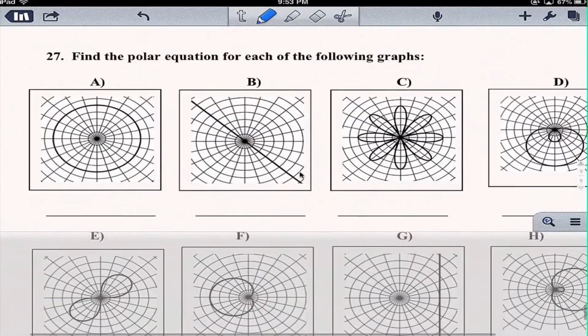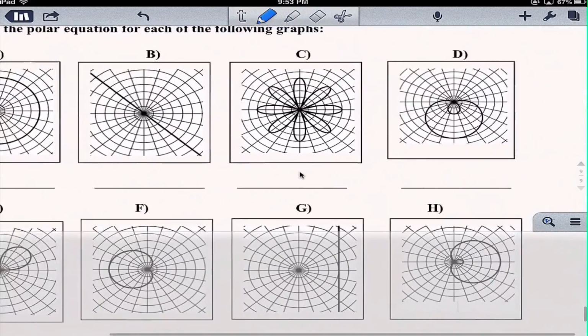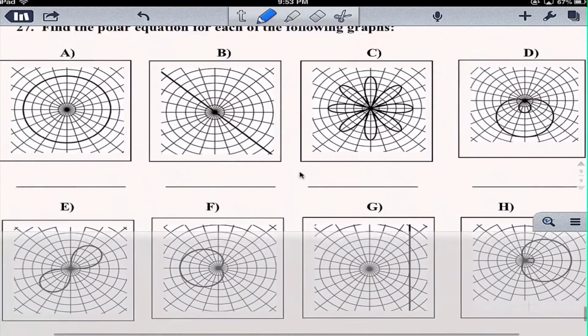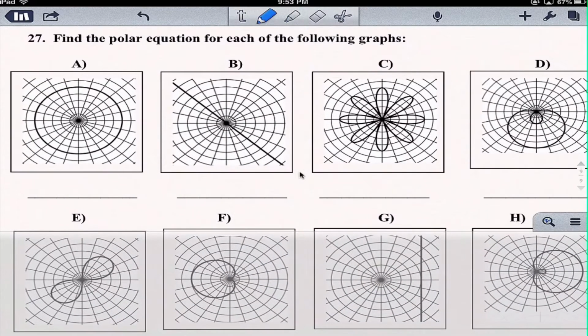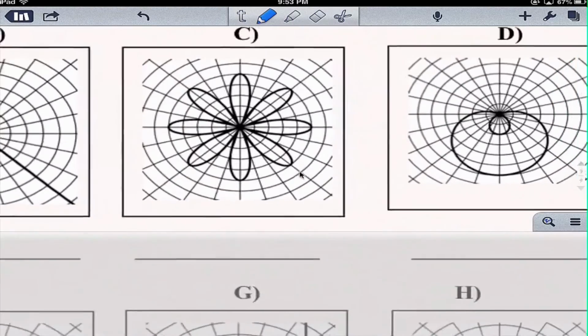Okay, so that's a pretty quick idea of what graphing looks like. The final thing, and just so you guys know, there are only 3 of these on the test, is finding a polar equation for each of the following graphs. Why don't we do a lemniscate, a rose, and a limacon? So let's look at C.